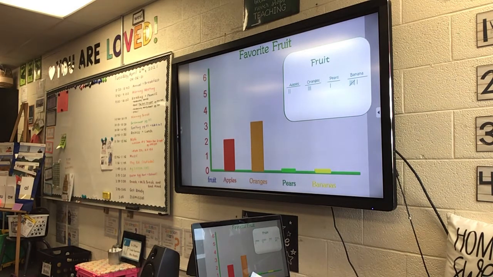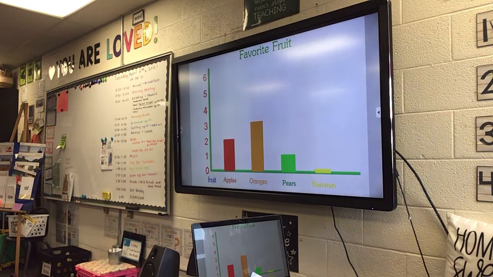Now how many people liked pears? I like pears. We had just 1 that liked pears, so the bar goes up just 1. The last one is bananas. There were 6 people that liked bananas, so the bar goes all the way up to 6. We now have an amazing bar graph that shows all of our data that I collected about what is the favorite fruit to eat. With this graph, it is easier to read and interpret the information.